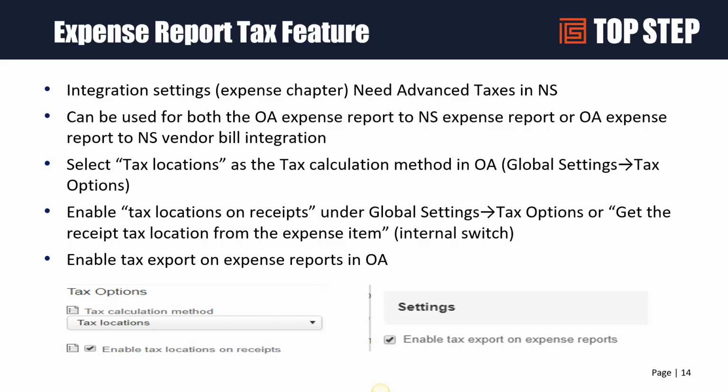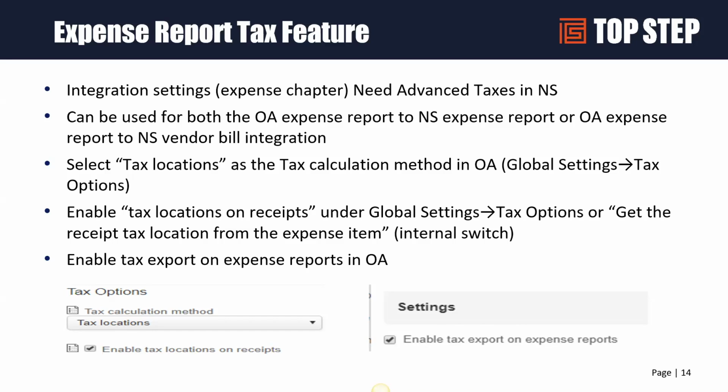First, you need to enable the tax options inside of OpenAir. OpenAir does have a tax engine. It's a very light engine, but it does work, especially for tracking VAT on expense reports. So you create your tax engine in OpenAir, set up your tax locations, enable those tax locations on the receipts. And then in the integration, you would go ahead and enable the tax export on the expense reports.